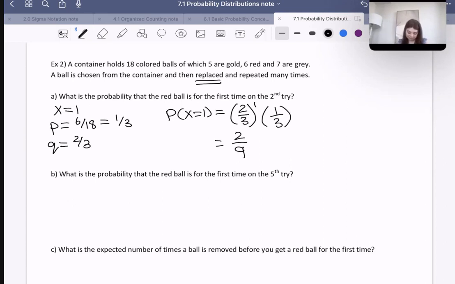Okay, next one asks, what is the probability that the red ball is drawn for the first time on the fifth try? So what does that mean? That means we have to have 4 non-red balls first, 4 failures first, right?